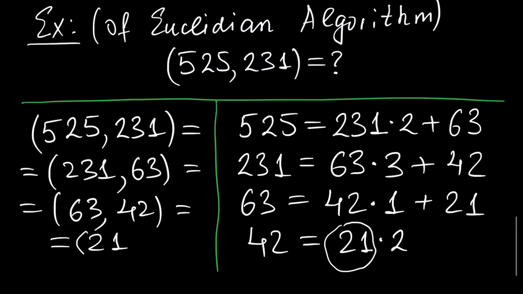So our final number 21 is the greatest common divisor, and here we can write that the greatest common divisor of 525 and 231 is 21.